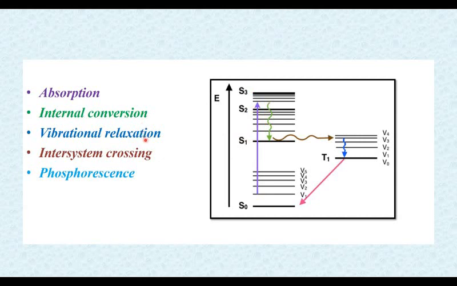What is vibrational relaxation? Within the same electronic energy level, when an electron loses energy from the higher vibrational energy levels to the lower vibrational energy level, it is called vibrational relaxation.